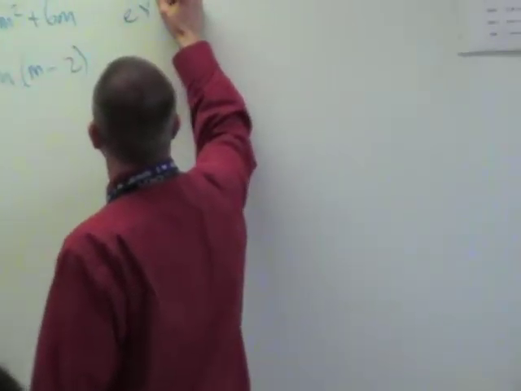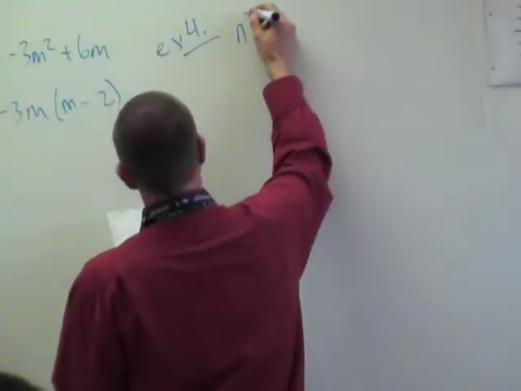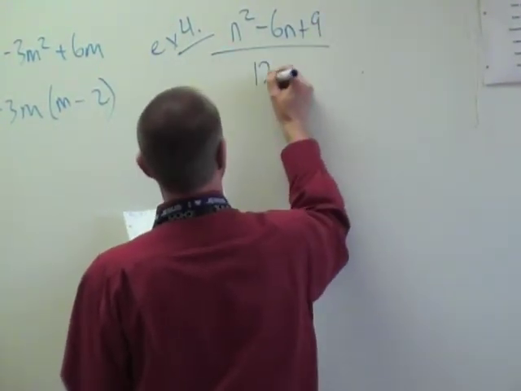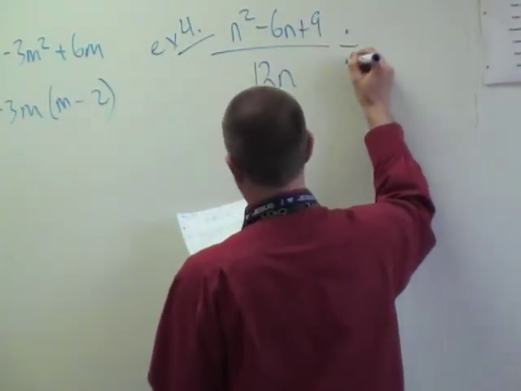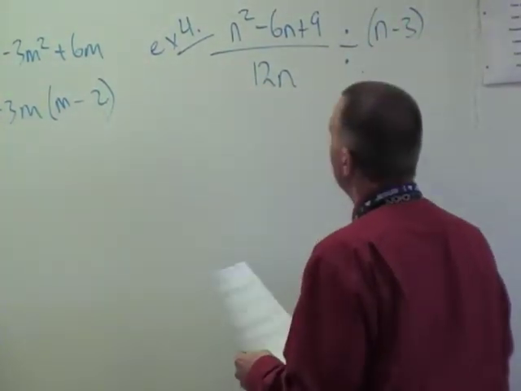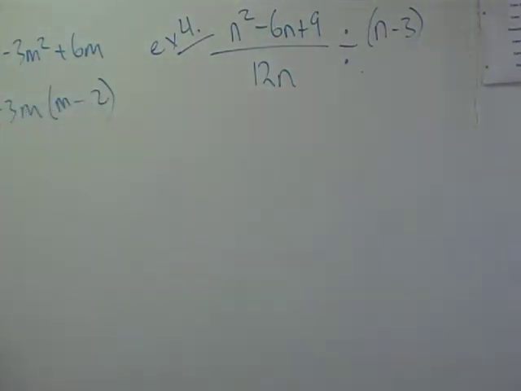Last one. This is really all you're doing today. n squared minus 6n plus 9 all over 12n, divided by n minus 3. I'll work it out in a second while you're doing it. See what you get.